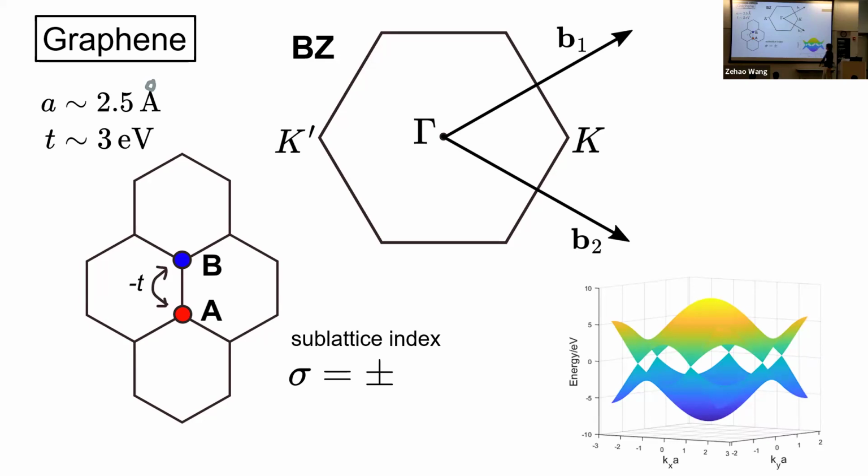Here, I've just drawn the Brillouin zone. It's a hexagon, but I've indicated some important high symmetry points, in particular the valleys or the corners, K and K prime. I've also indicated the reciprocal lattice vectors b1 and b2. And on the bottom right, I've indicated the band structure of this material, which famously has Dirac points at the corners of the Brillouin zone at K and K prime.